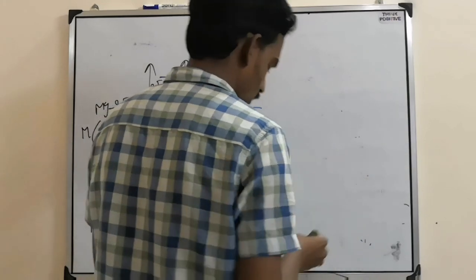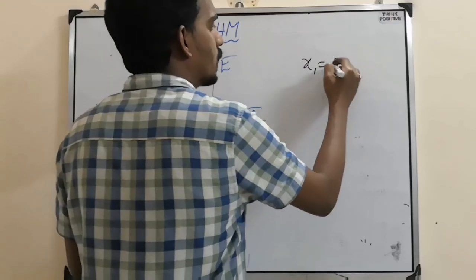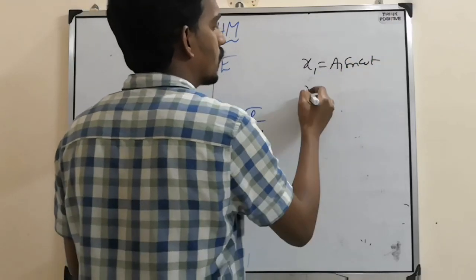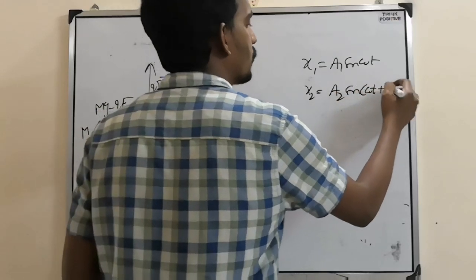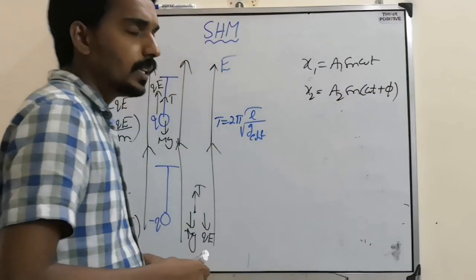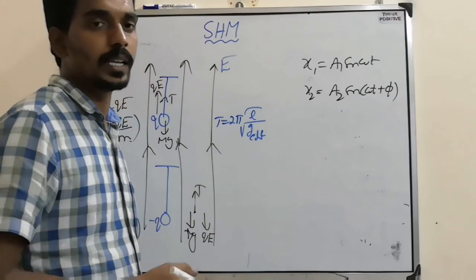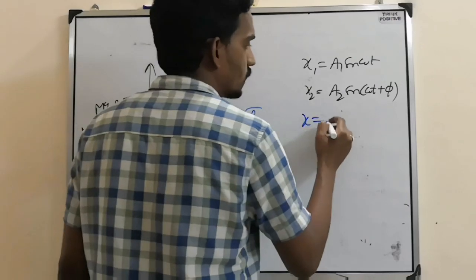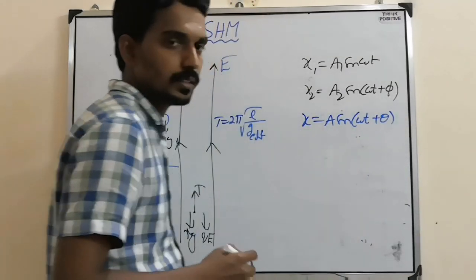One last and final thing I will tell you, that is also sometimes important. If there are two SHMs, like x1 is a1 sin omega t, another is x2 equal to a2 sin, but with a phase difference. If they superimpose each other, then the resultant equation they will ask is x equal to A sin(omega t plus theta).